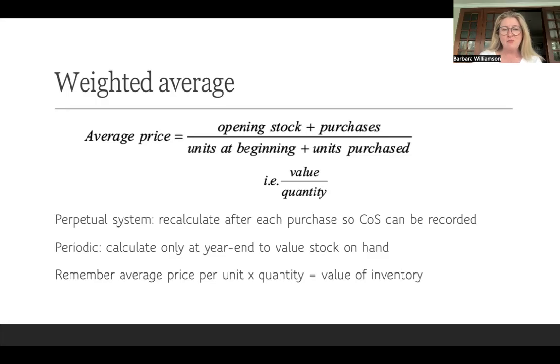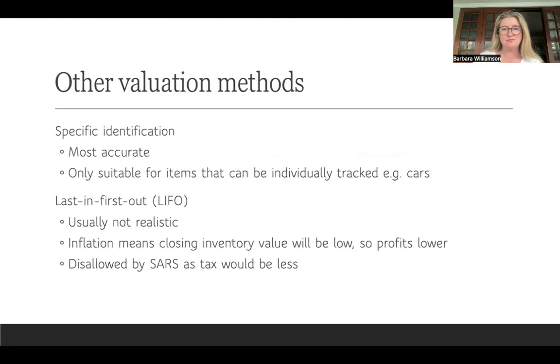What you just need to remember is that once you've calculated your weighted average price, that is only for 1 unit. Don't show that as your closing stock value. Obviously, your closing stock value is that 1 unit times the number of units on hand at the end.